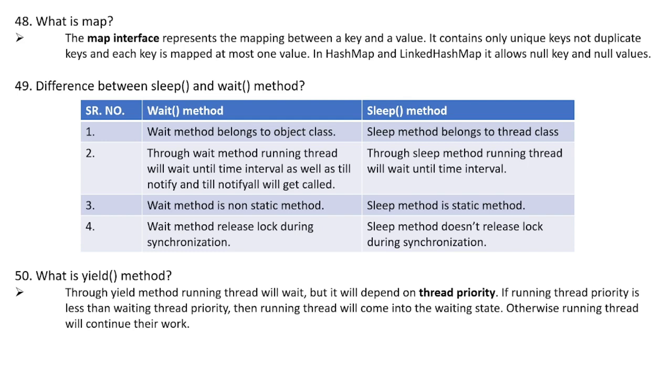50. What is yield method? Through yield method the running thread will wait, but it will depend on thread priority. If the running thread priority is less than the waiting thread priority, then the running thread will come into the waiting state. Otherwise the running thread will continue its work.